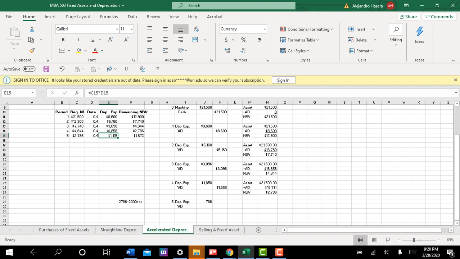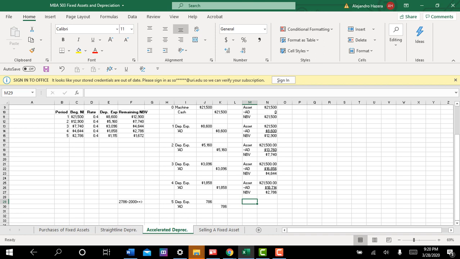So the only amount that we are allowed to depreciate, given the rule that your final net book value has to equal your salvage value, the only amount we can depreciate is 786. Okay, so our last year's depreciation is 786.